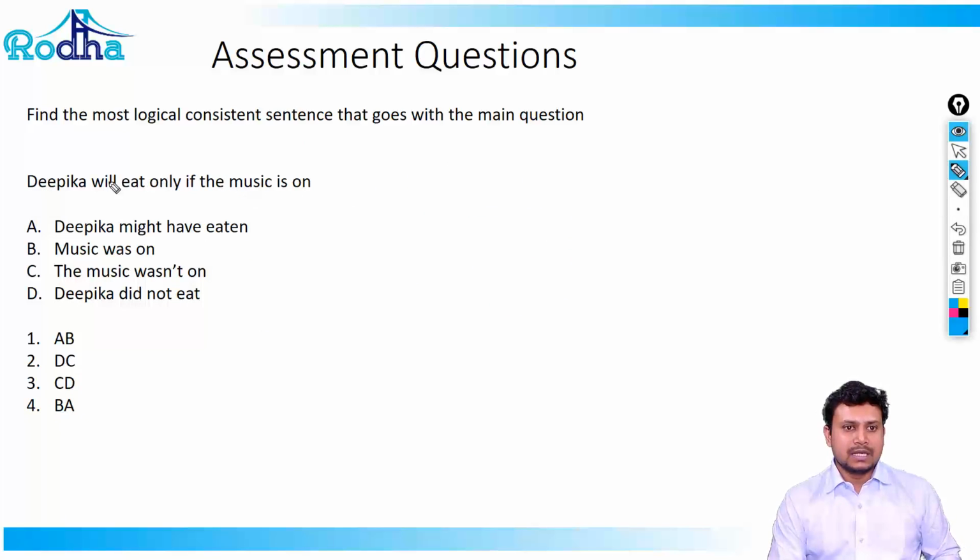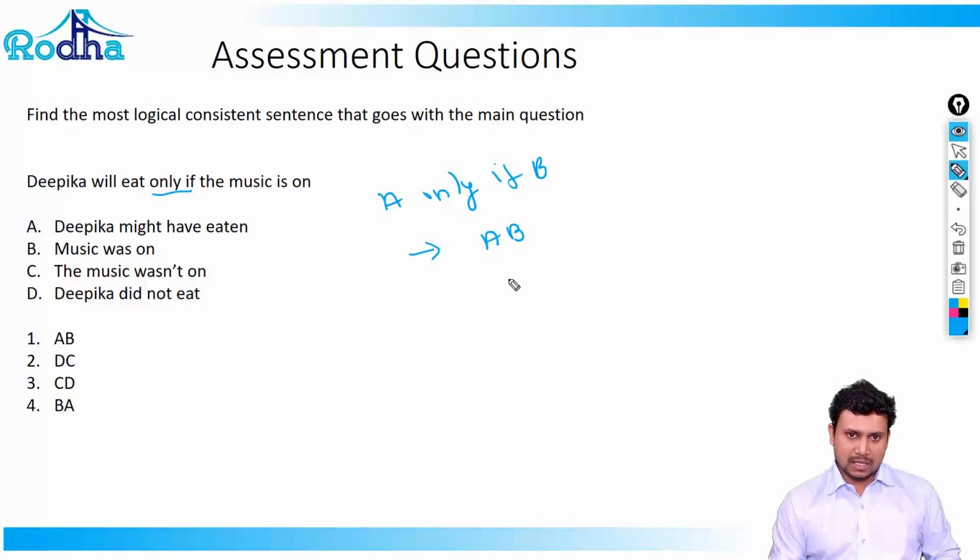Next question says Deepika will eat only if the music is on. Again, this becomes my question, A only if B. So if A only if B, my possible answer choices are either AB or B bar A bar. So this is A, this is B in this case. Let me look at AB. So Deepika will eat. Where is Deepika will eat? So it says Deepika might have eaten.